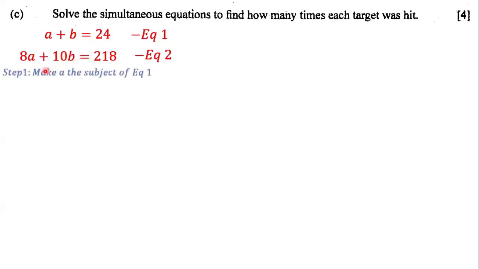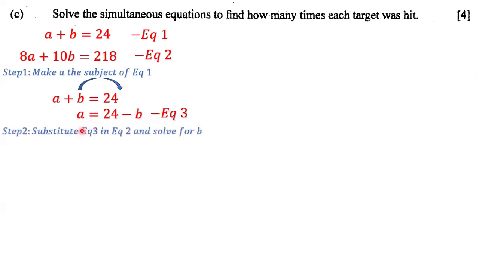The first step that we're going to do after we have already labeled our equations is we want to make A the subject of equation 1. So we want to take equation 1 and make A the subject. What we would do is send B over the equal sign. And so what we have here is A is equal to 24 minus B, because we sent B over the equal sign. And we're going to call this equation 3. So A is the subject currently, and we call this equation right here equation 3.